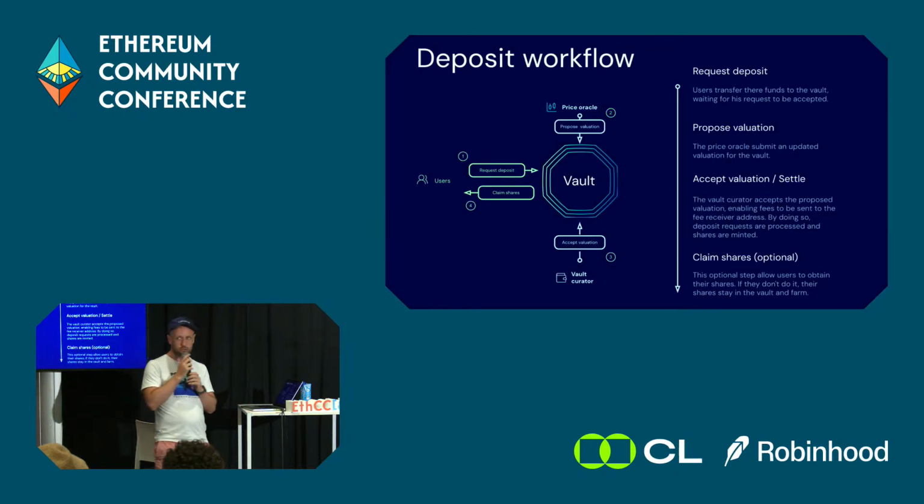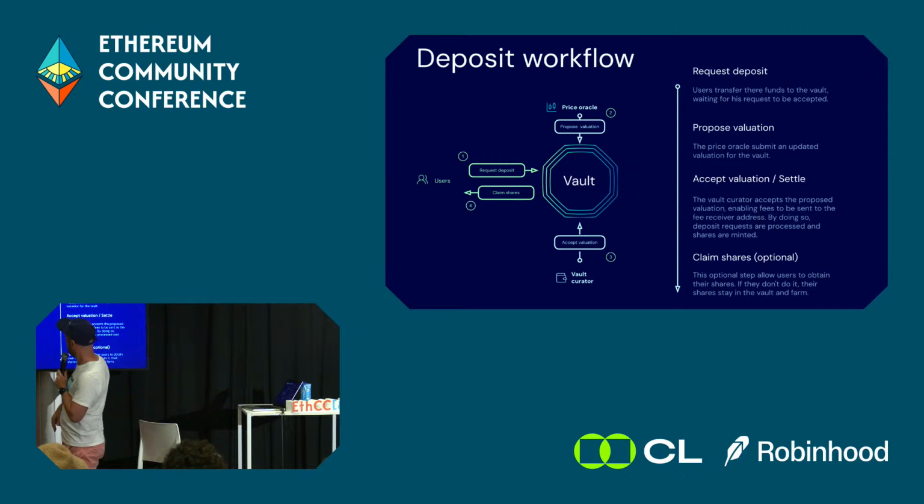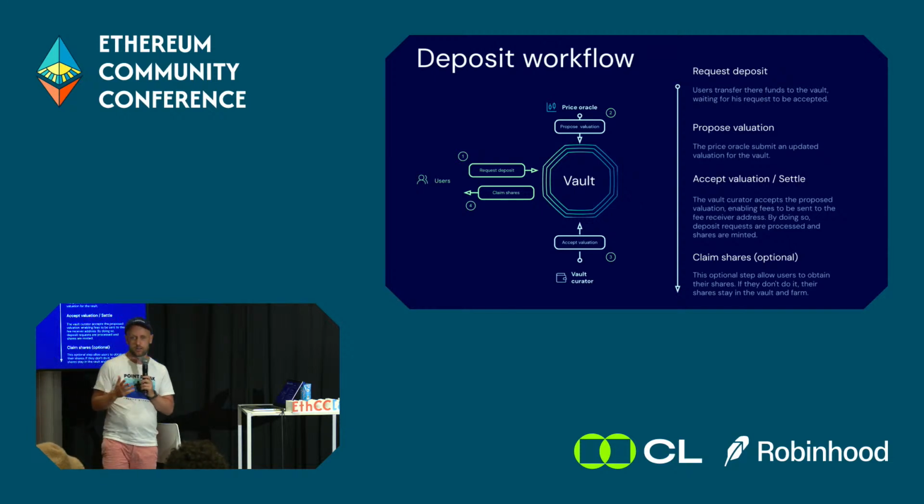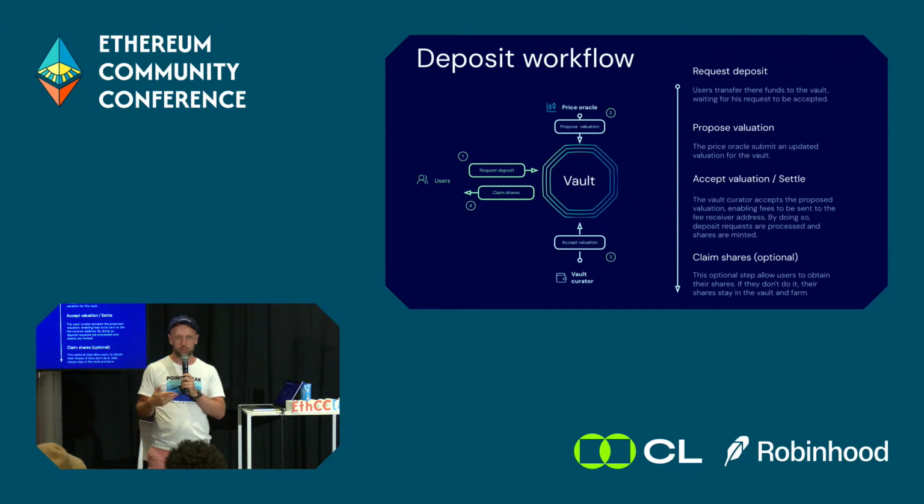This is what a deposit flow would look like. The user requests a deposit. The price oracle will propose a valuation. The valuation is accepted by the curator, and then the user can claim their shares. They don't have to claim their shares, it's just for composability. If they want their ERC20, which is the share of the vault, they can claim it. But they can never claim it through the life cycle of the vault and just claim and redeem whenever they want to exit.